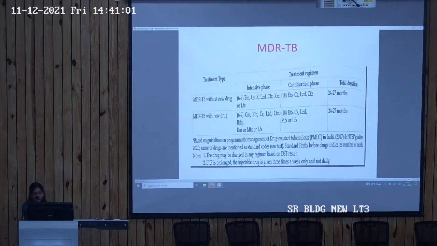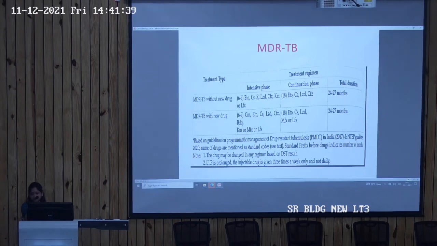With a new drug, there is another regime. There are 7 and 5 drugs given. For 6 to 9 months, you can add bedaquiline with the 4 second line drugs: ethionamide, cycloserine, linezolid, clofazimine, and capreomycin, that is either capreomycin or kanamycin, or moxifloxacin or levofloxacin can be added. One injectable you have added, you can add either moxifloxacin or levofloxacin with bedaquiline. So 7 drugs are there in total in the new regime with the new drug.